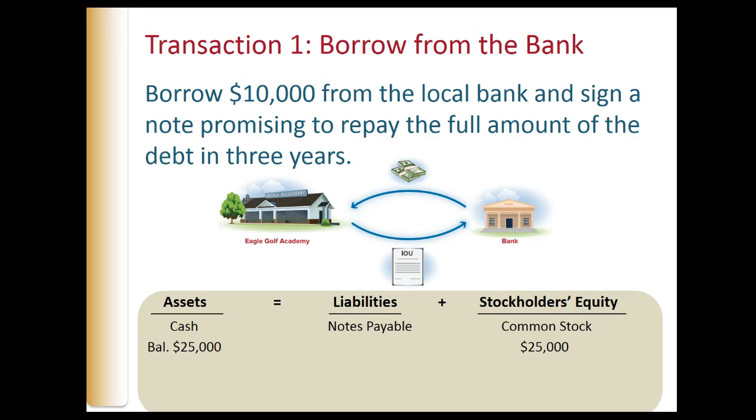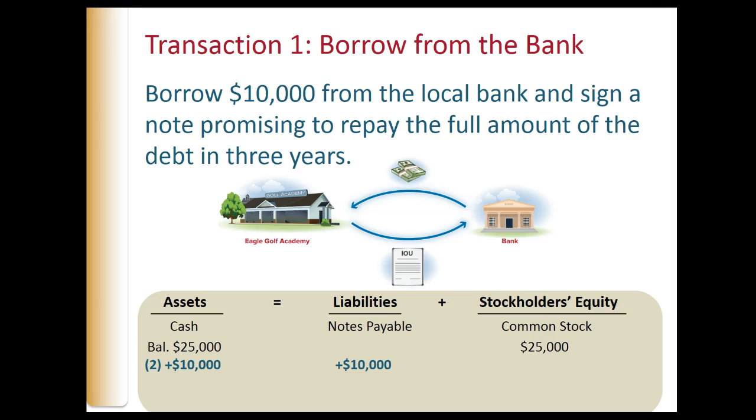Well, when we borrowed $10,000 from the bank and we sign a note, cash is going to increase. Cash, again, is that resource owned by the company. That makes it an asset. So cash is going up, which means our assets are increasing.